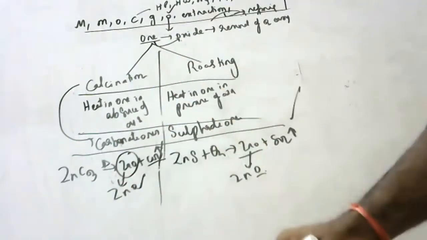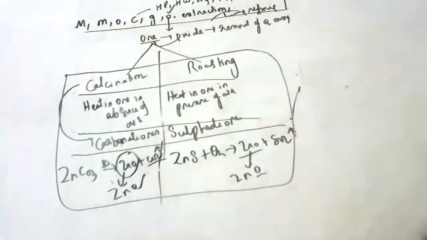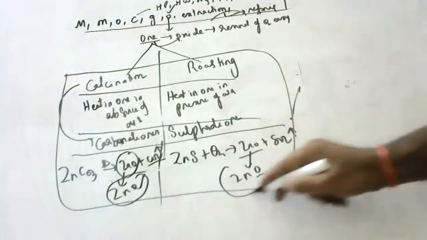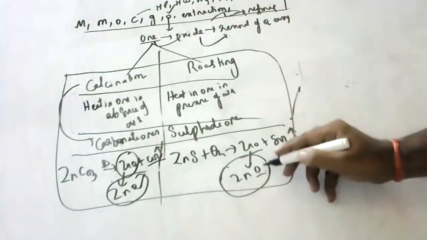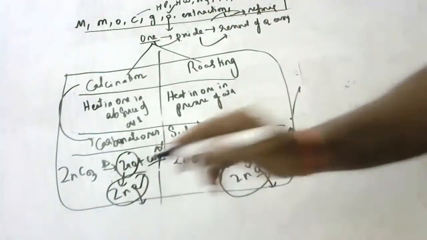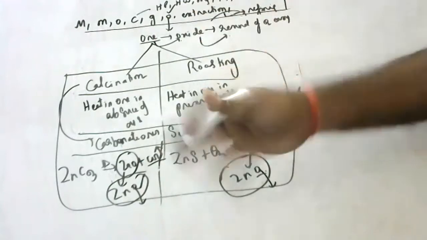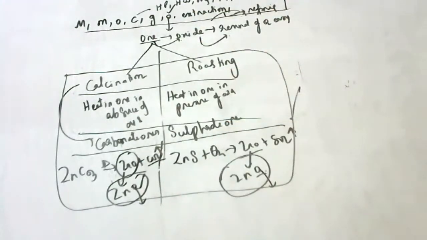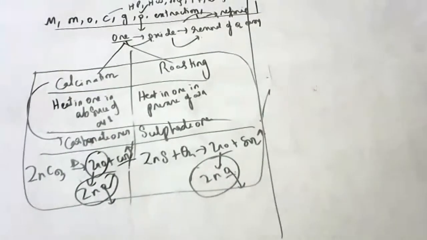Somehow we have to convert all the ores into oxides. Why? Because in the third step, removal of oxygen is easy. In the third step, extraction, just remove the oxygen and you get the metal. That's all. So children, the first step is over, the second step is over. Now we go to the third step.